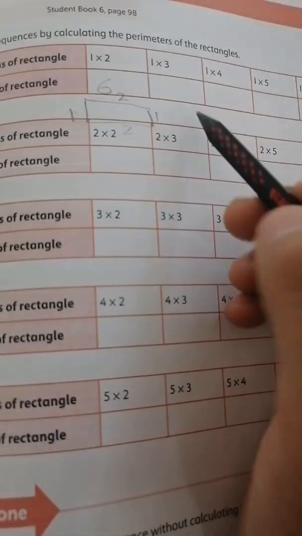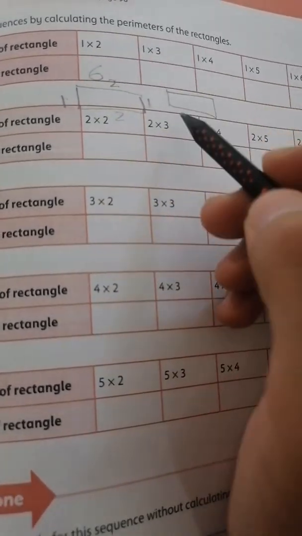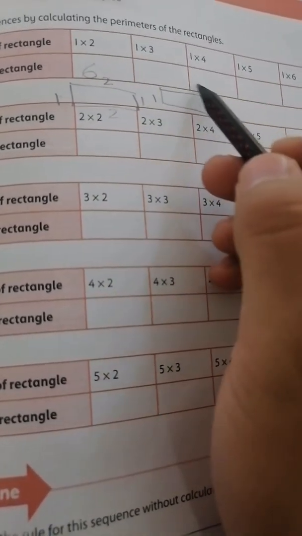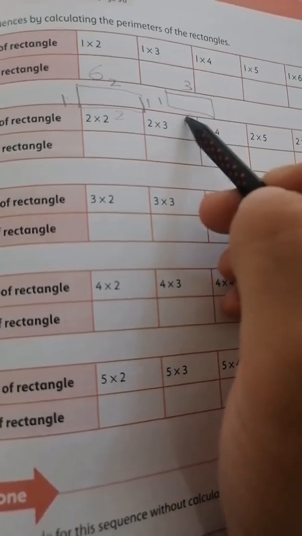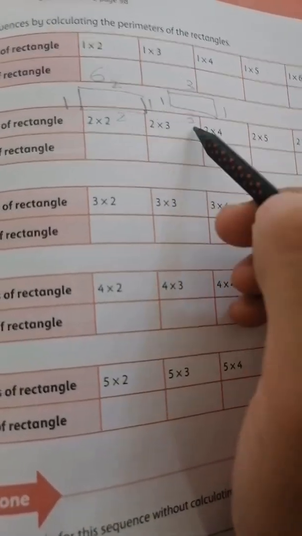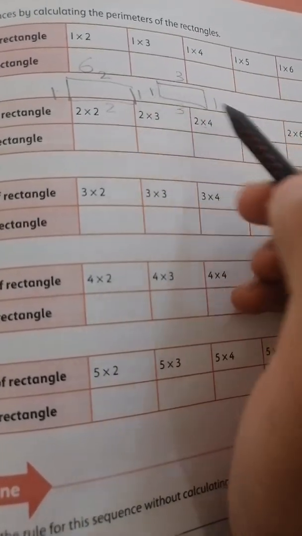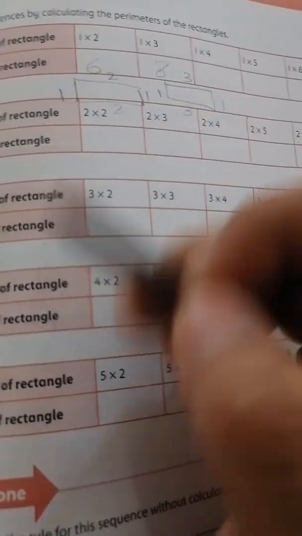If the dimension is 1 and 3, for example, the first one is always length. So 1 is length, and 3 is the width. So if this is 3, the down is also 3. If this is 1, this is also 1, because they are opposite. So add them. 3 plus 3, 6. 6 and 1 and 1, 8. So 8. Like this you will finish this whole page.